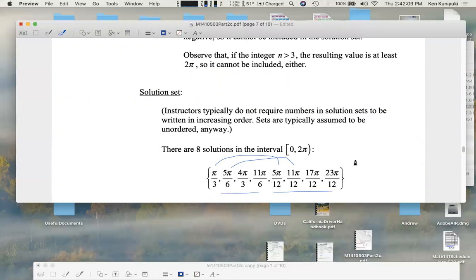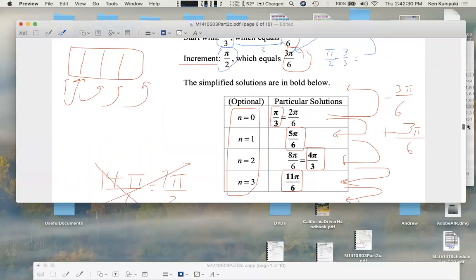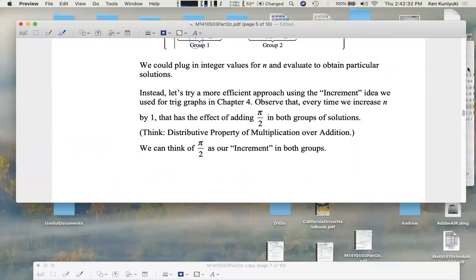In fact, on an exam, I might have been happy if you just boxed these 8 values in. But remember, the answer to a solve an equation problem is technically a solution set. If you want to sort or order these, great, but you don't even have to do that. And these are all the real values of x in the interval from 0 to 2 pi that will solve this equation up here.